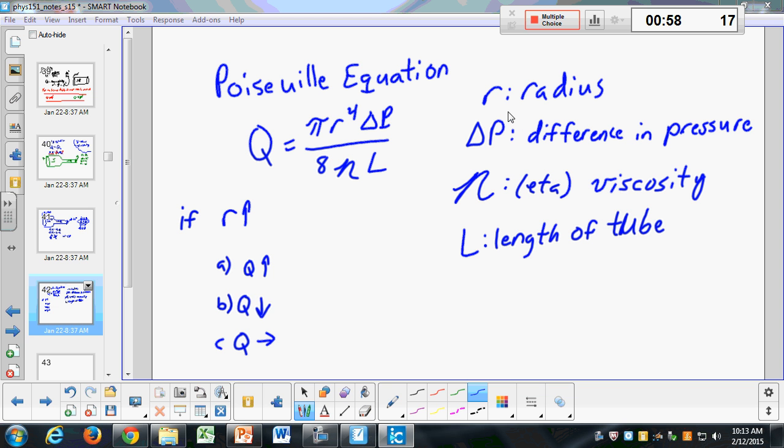All right, so imagine, just forget these things. These things are all constant. All I'm looking at is this R. If I increase this number R, what's going to happen on this side of the equation in order to keep this equation still correct, in order to say that this is still true? If I increase the radius of the pipe, what happens to Q?